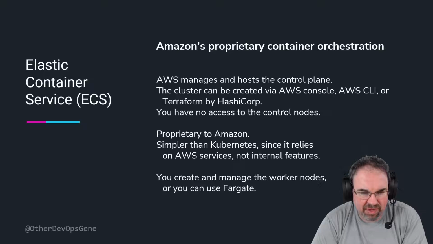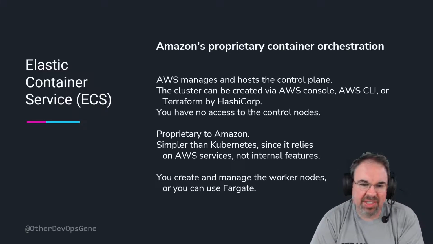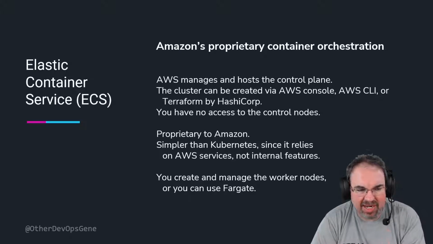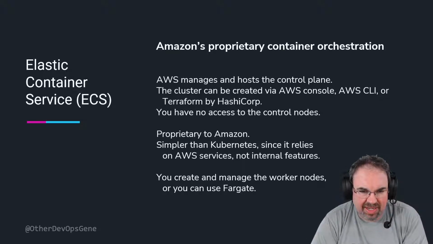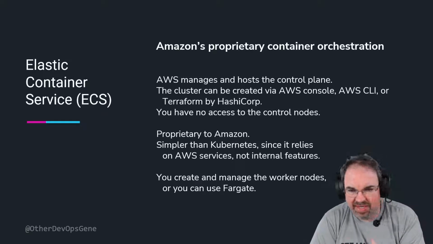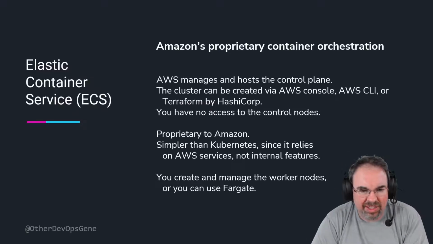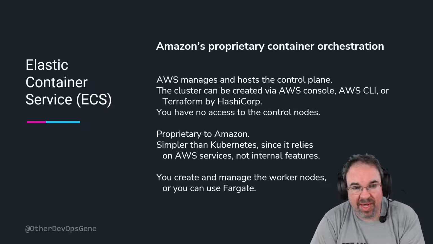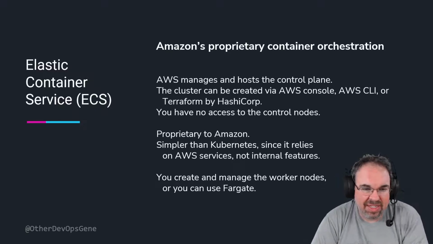So if you're looking for multi-cloud, EKS is probably the better way to go. It is simpler than Kubernetes, like I mentioned, because basically it relies on AWS services, not the internal features of Kubernetes, right? So it's just using things like the VPCs and S3 and EBS and all of that, and you can just tie in. So if you're really familiar with the AWS services, ECS might be really easy to pick up.